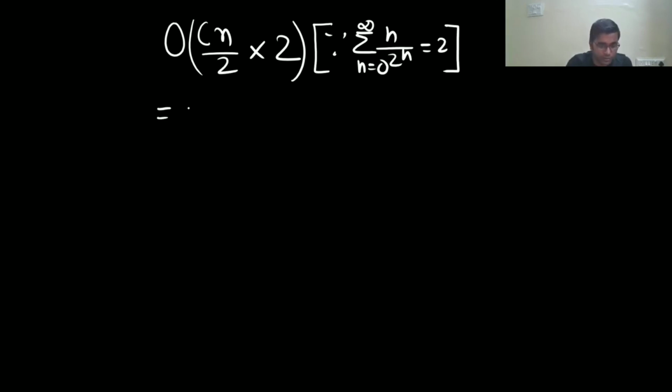Okay, Madhura is saying to explain again from sigma. So this will get cancelled and you are going to get big O of n. So the time complexity is going to be big O of n here.